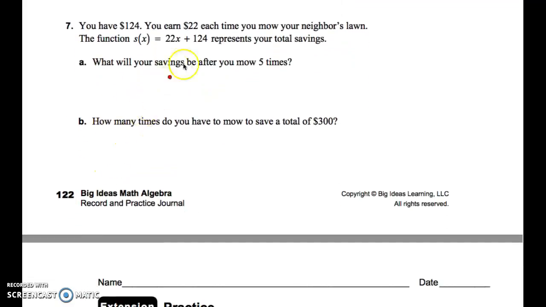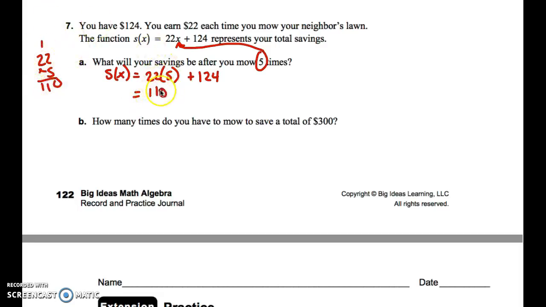Okay, so all I'm going to do is take 5, plug it into my equation. So I have 22 times 5 plus 124. Well, let's see, 22 times 5 is 110. And 110 plus 124 is 234. So what will your savings be? You'll have $234 after you mow 5 times.